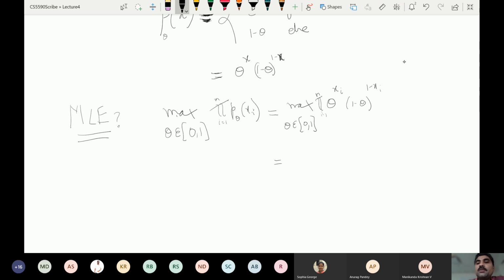But suppose I tell you that the number of times 1 occurs in the data set is m1, the number of times 0 occurs in the data set is m0, and the total number of points in my data set is m. Can you rewrite this optimization problem in terms of m1, m0 and m?